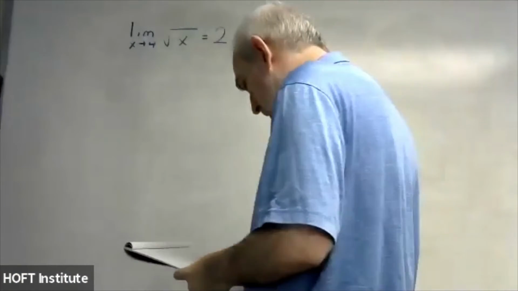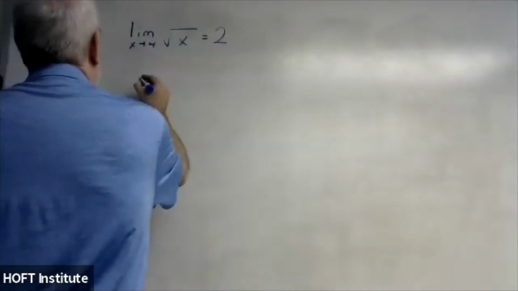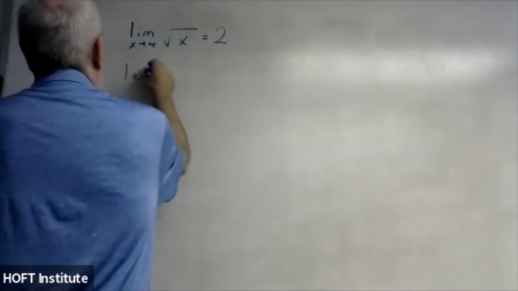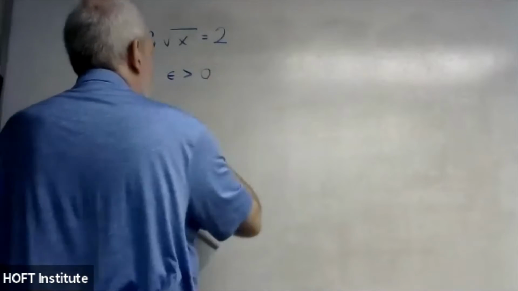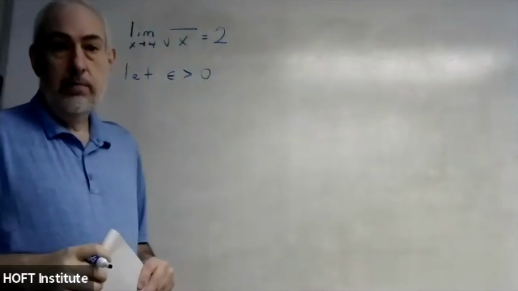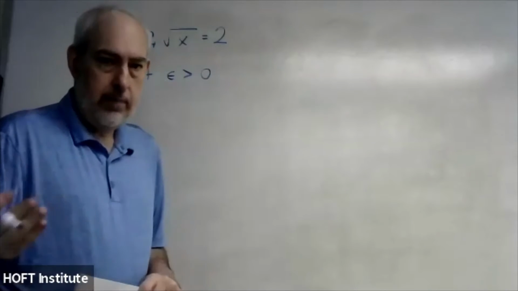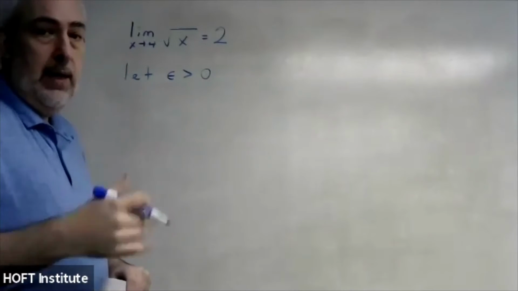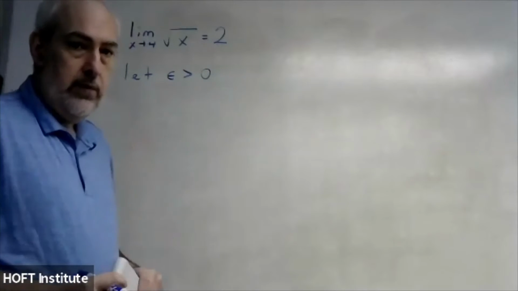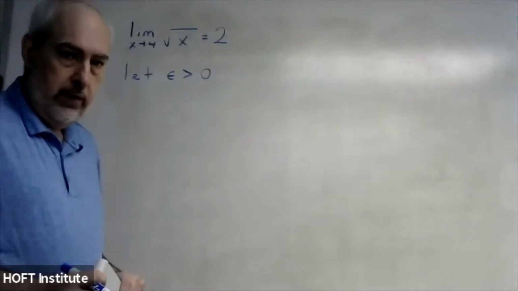Okay, so let epsilon be some number greater than 0. Because remember, in the proof, we're trying to prove that for any epsilon, blah, blah, blah. So you have to pretend that someone could choose any epsilon. So that's what this is doing. So let epsilon be any real number greater than 0.